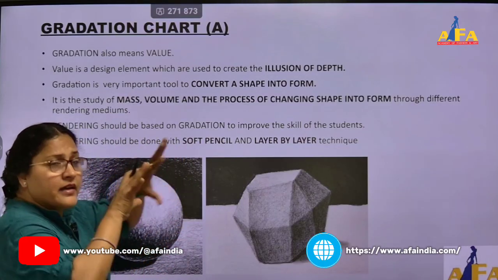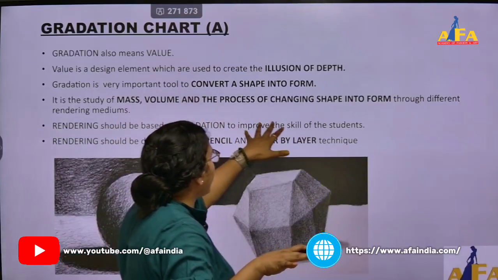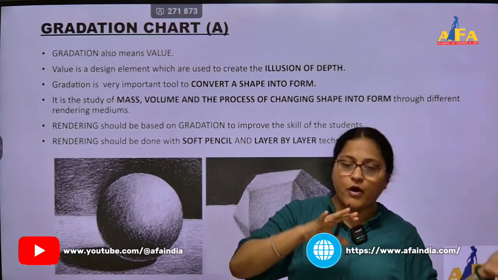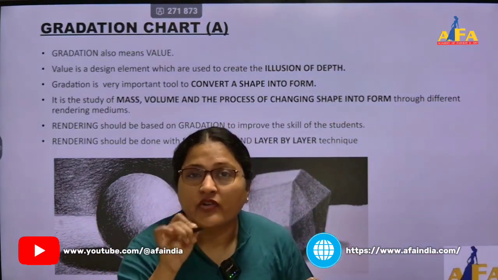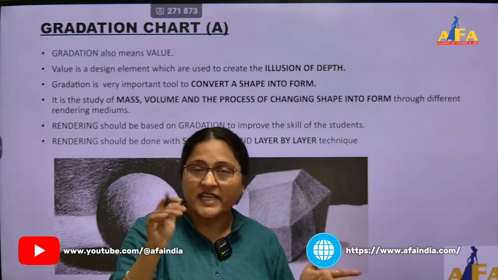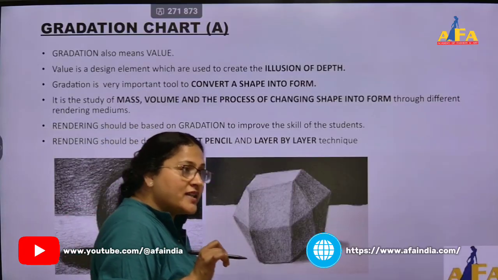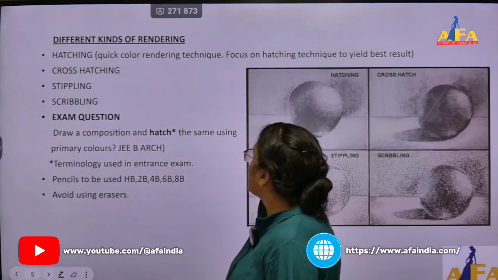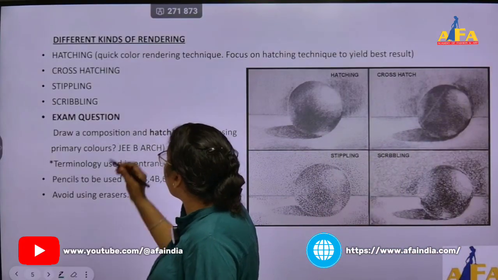In other words, it is the study of mass and volume, and the process of changing a shape into a form. So how will you change a shape into a form? Naturally, you will render it, which you commonly call shading, but it is not shading, it is rendering. First, let us understand the different ways of rendering.